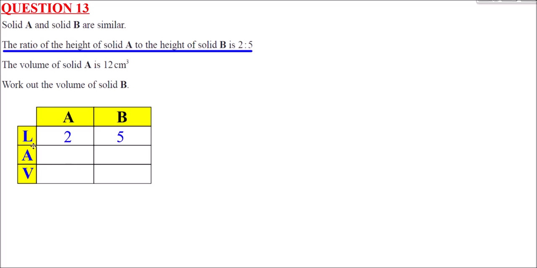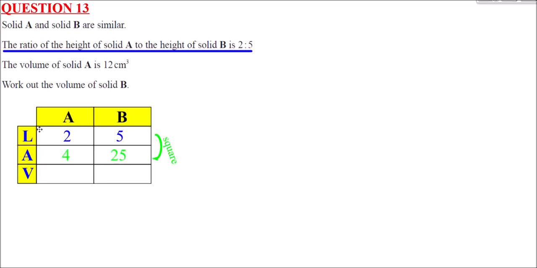Just remember units. Length is going to be measured in centimeters. Area is measured in centimeters squared. The key word there is squared. So I can go from the length ratio to the area ratio by squaring both of these values. So 2 squared gives 4 and 5 squared gives 25.